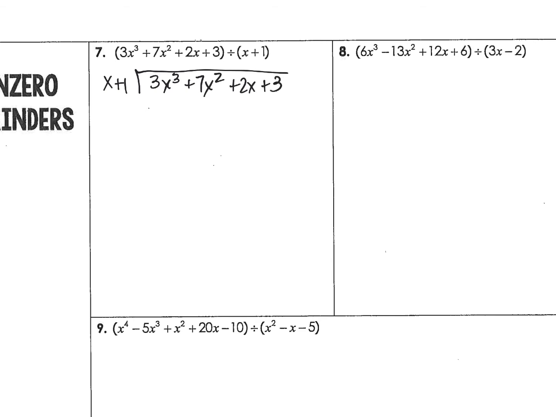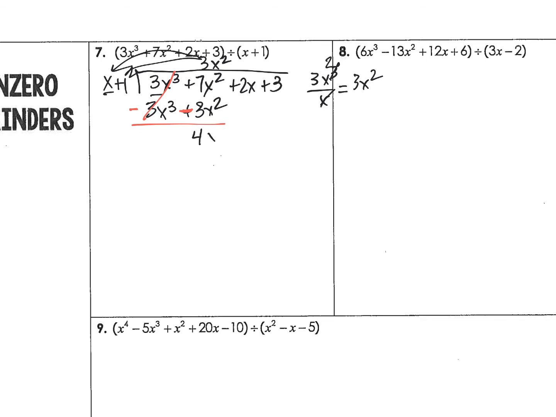So biggest term, 3x cubed divided by x, right? This and this. Well, this becomes squared. This goes away, so 3x squared. Notice it's over the term that it matches here. The x squared is over the x squared term. Multiply it out, and we get 3x cubed plus 3x squared. Subtract, so we change the signs. Boom, that goes away. This ends up as positive 4x squared, and we bring down a plus 2x.